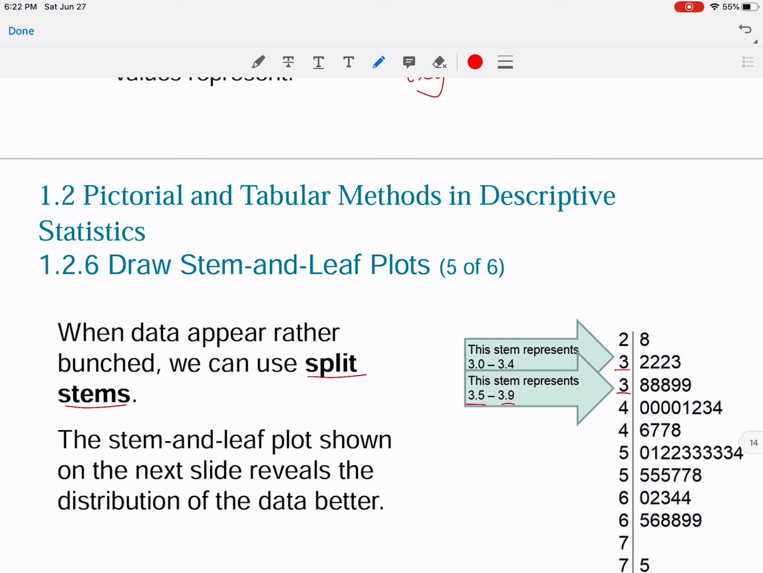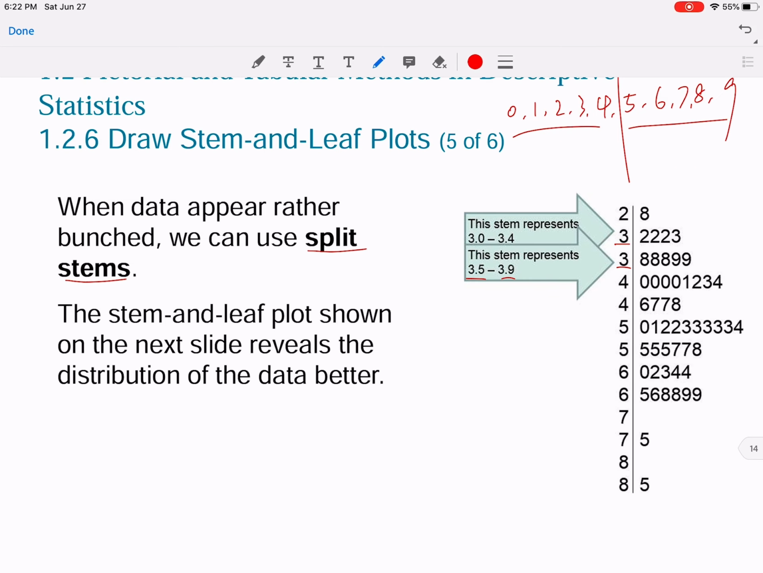Why do we just split it like this? Because for the values of the leaves, there are only 10 possible numbers. They are 0, 1, 2, 3, 4, 5, 6, 7, 8, and 9, right? And then we want to split it from the middle, which is here. So the first 5 numbers are 0 to 4, and the second 5 numbers are 5 to 9. And that's pretty much how we split the stems.